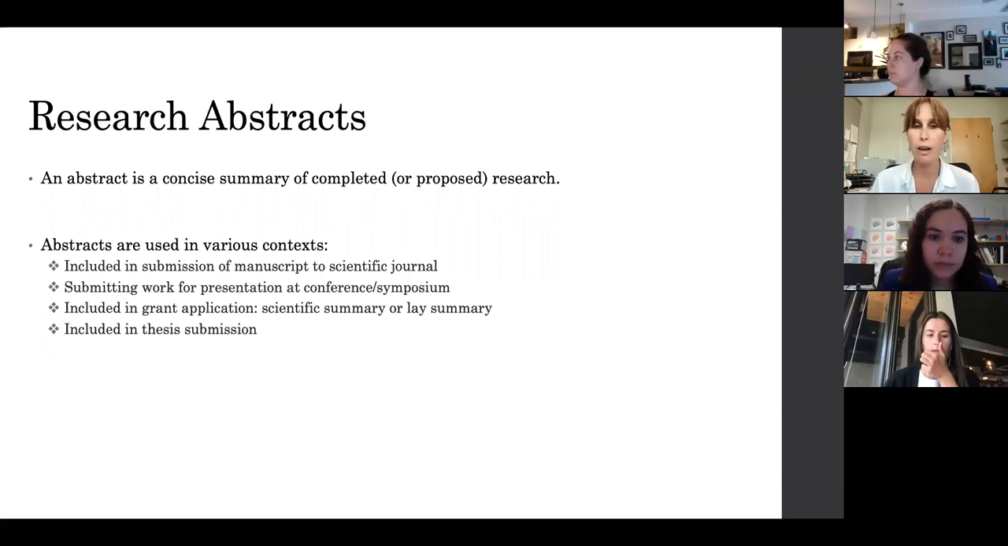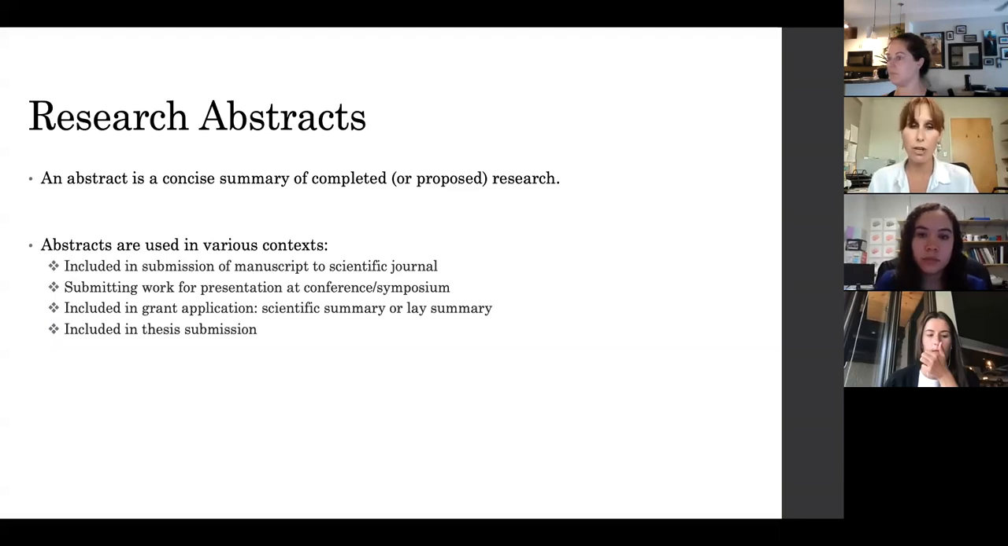Okay, there are a variety of purposes for which you would write an abstract. And of course, your strategy will change a little bit depending on your objective. Okay, so one of the reasons why you would write an abstract is if you were submitting a manuscript to a scientific journal for consideration for publication. Typically the abstract will be placed after the title page and before the introduction. Okay, and essentially it will summarize the primary components of your manuscript.